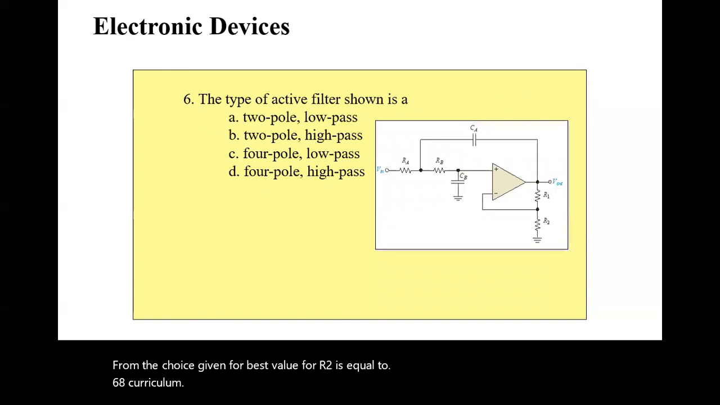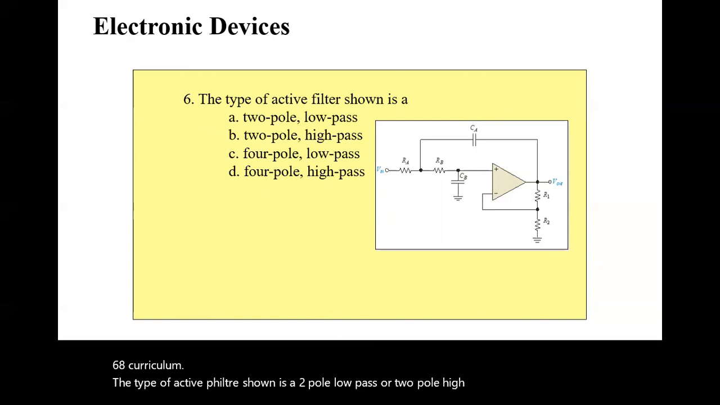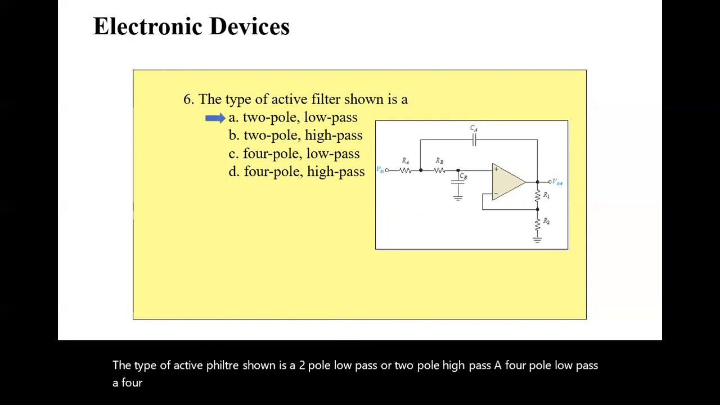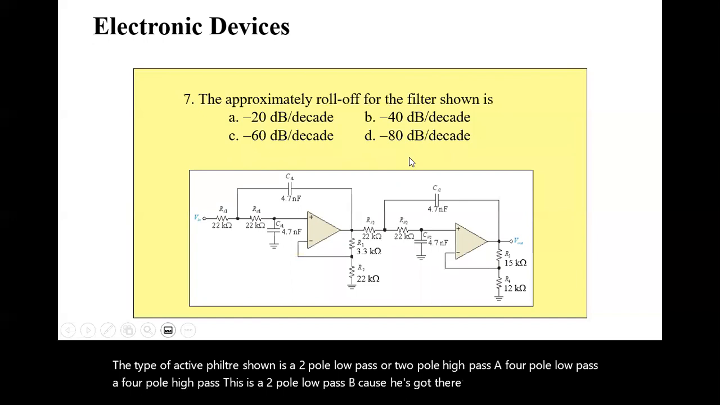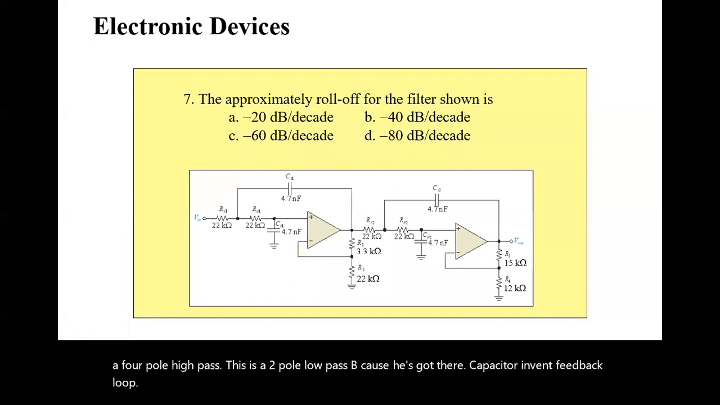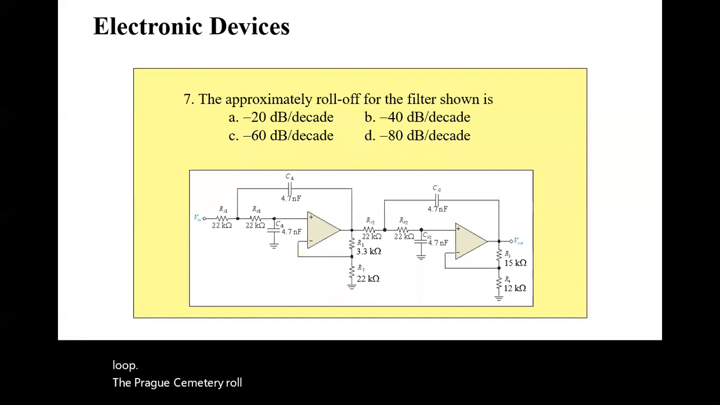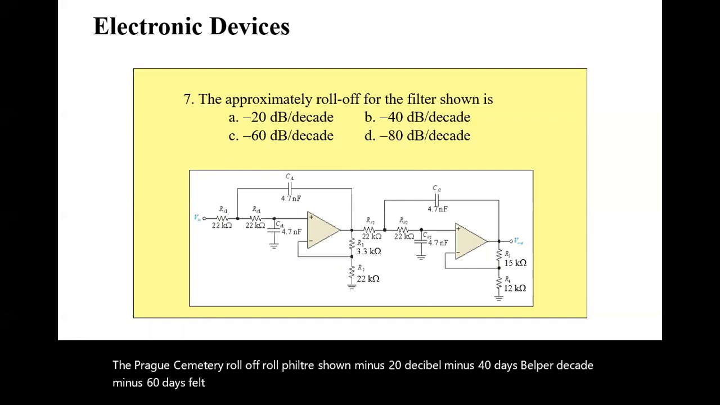The type of active filter shown is a 2-pole low pass, a 2-pole high pass, a 4-pole low pass, or a 4-pole high pass. This is a 2-pole low pass because it's got a capacitor in the feedback loop. The approximate roll-off for the filter shown: minus 20 decibel, minus 40 decibel per decade, minus 60 decibel per decade, minus 80 decibel per decade. In this case, it is minus 80 decibels per decade.